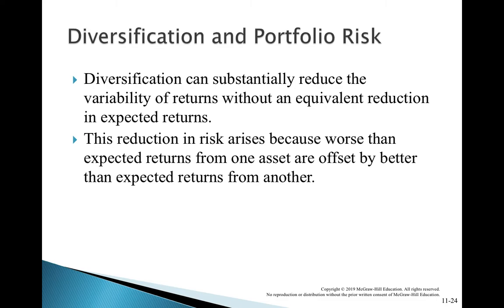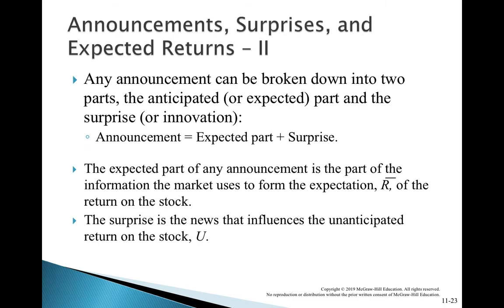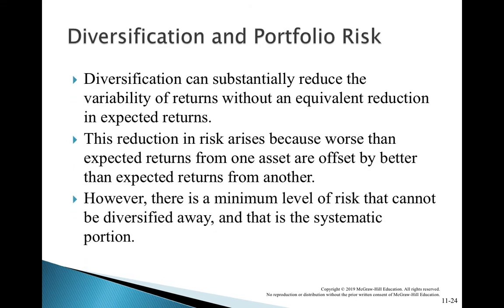This reduction in risk arises because a worse than expected return from one asset is offset by a better than expected return from another asset. As we have seen, the return is always equal to the expected plus the surprise. So one stock will give a positive surprise, the other stock will give a negative surprise. It might happen. Therefore, if you have proper diversification, the reduction because of the worse return from one asset will be offset by the better return from another asset. Therefore, diversification always gives a balanced return.